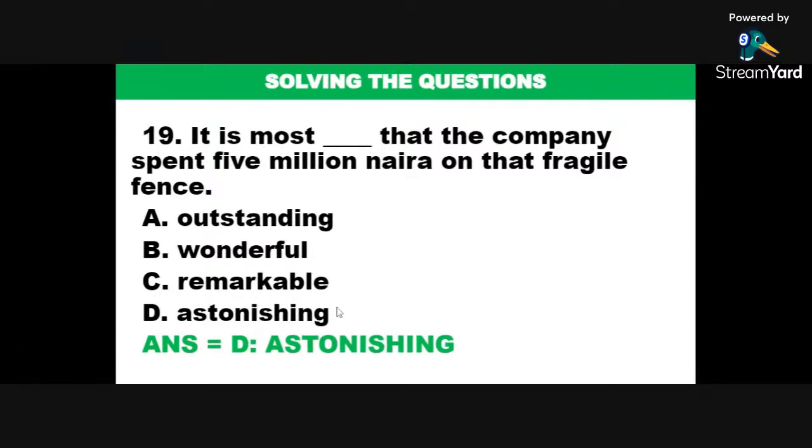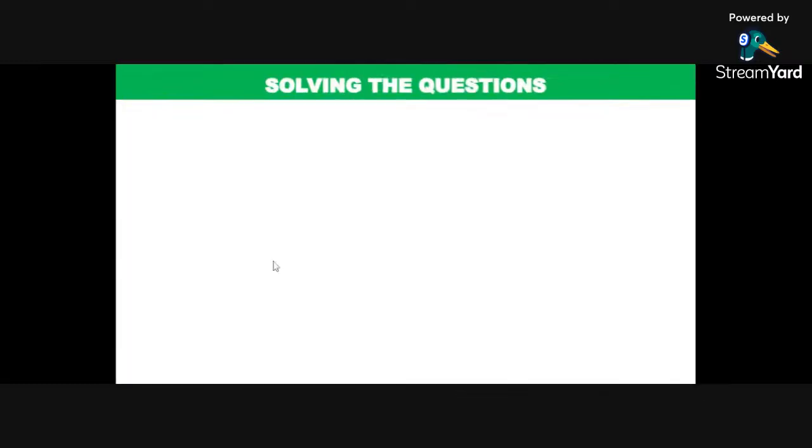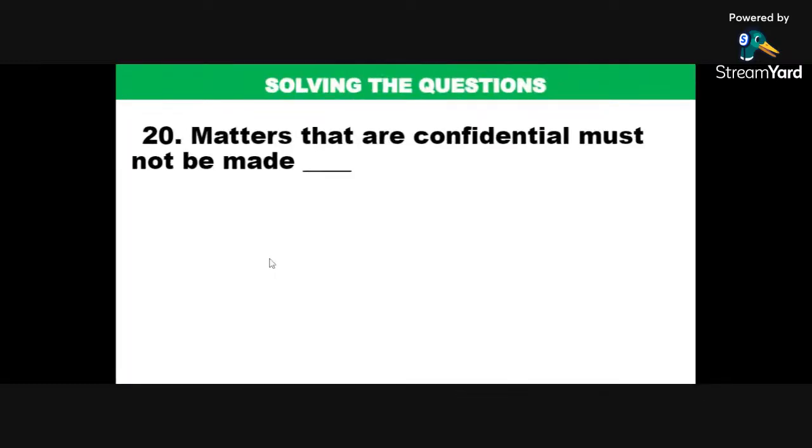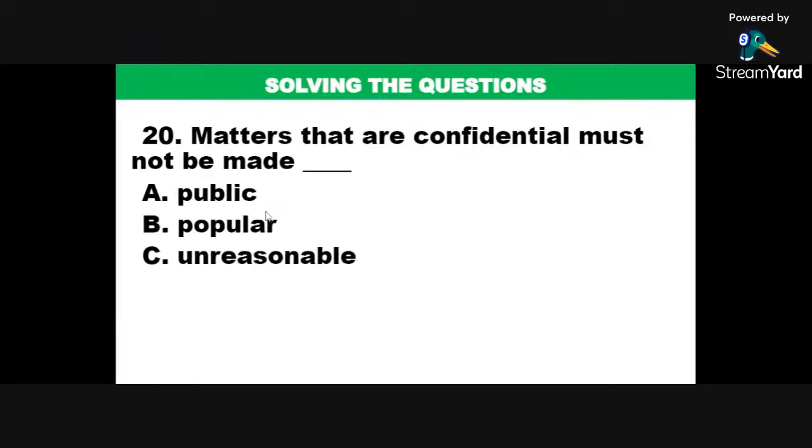Astonishing means surprising, shocking, if you like. Okay. Then the last but not the least, question number 20. Matters that are confidential must not be made dash. A, public. B, popular. C, unreasonable. And D, uncertain. Now, if something is confidential, it is meant to be kept secret. And if something is meant to be kept secret, it must not be made public. So the correct answer is A, public.